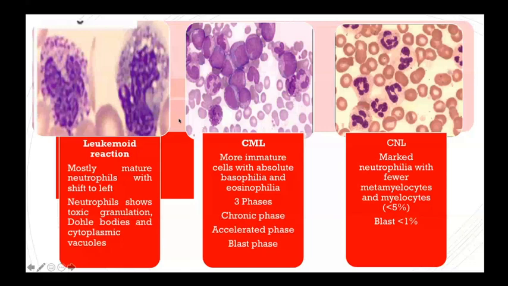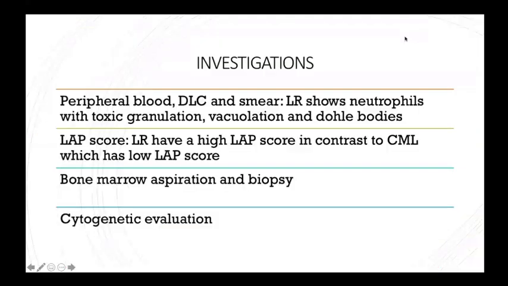Generally, CML presents in 3 phases. Chronic phase is when the blasts are less than 2%. So there were only 2% blasts in this case. And third is CNL, that is chronic neutrophilic leukemia. It is again a myeloproliferative neoplasm with marked neutrophilia on smears, and fewer metamyelocytes and myelocytes with blasts less than 1%. So this smear has predominantly neutrophilia with no shift to left, and you can see the granules are very fine, as we can differentiate it from leukemoid reaction. Now investigations.